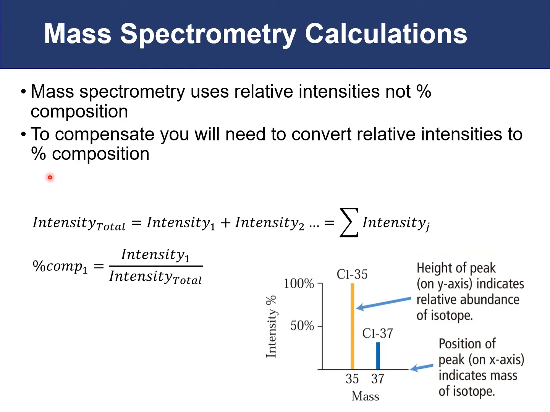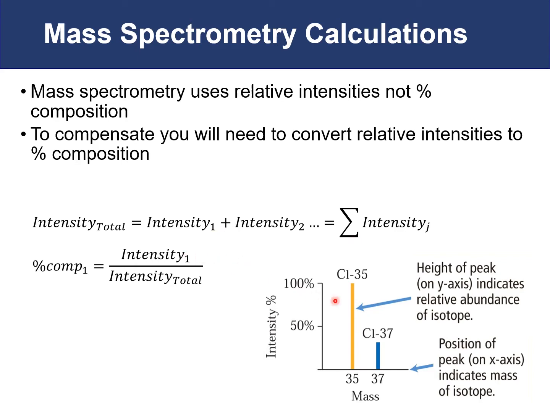So the way that we can figure out the percent composition from the data that comes out of a mass spectrometer is using sort of the following idea. The mass spectrometer uses relative intensities, not percent compositions, as we said before. So the highest intensity is set to 100%, and everything else is relative to that. So if you want to go back from the relative intensity to the percent mass composition, what you need to do is take the total intensity, which would be the sum of all your intensities, right?